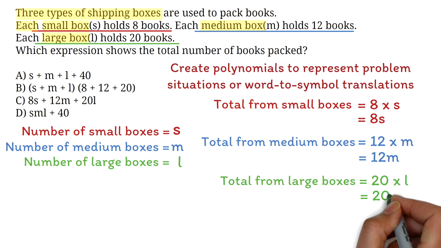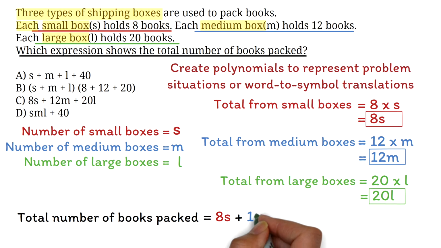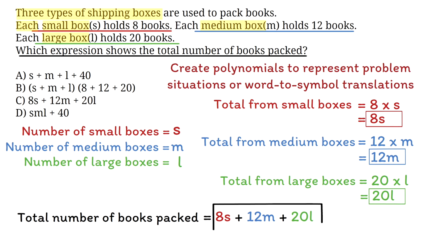This gives us 20L. We are asked to write an expression that shows the total number of books packed. To do that, we add the totals from each type of box. We do 8S plus 12M plus 20L. This expression represents the combined number of books packed in the small, medium, and large boxes. Therefore, the correct answer is option C, 8S plus 12M plus 20L.